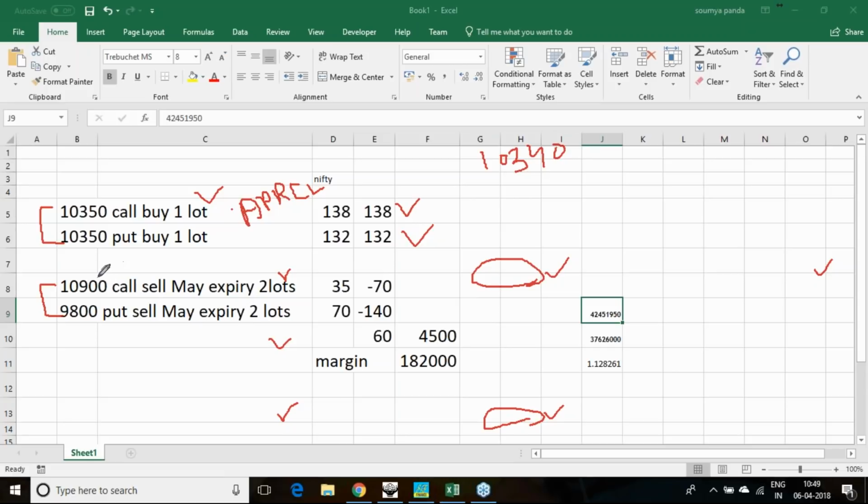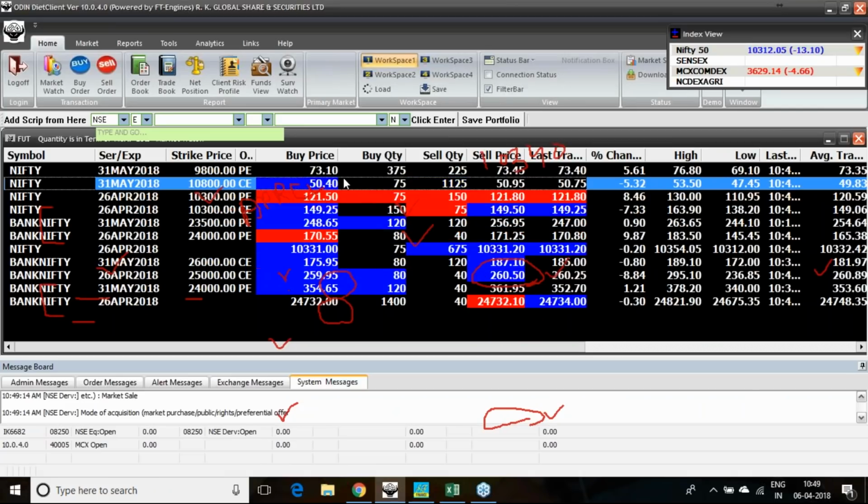We are going to sell the 10,900 call option. Based on that view, the termination of the second cycle starts at 9,900, so I am going a little 100 points below. There is also 10,800, and I am going one step above. So for the month of May, I am going to sell the 10,900 call option, two lots, currently at 35, and I am also selling the 9,800 put option of May, two lots, currently trading at 72. It has a great amount of liquidity also. 73 now it has come.